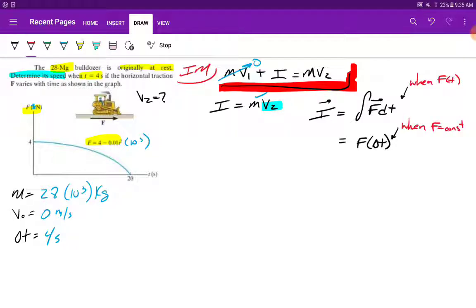Look at what we've got. Take a look at what we've got. We have a graph which represents force as a function of time, t squared.